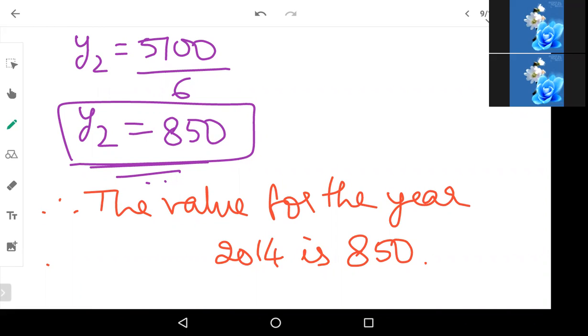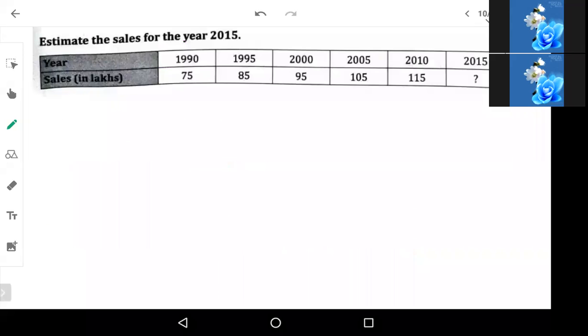Understood the problem? Any doubts in this problem? Good, good, Divya. Others also understood? Okay. We will solve one more problem. Similar one, because the more we solve, the better we'll be able to understand it.